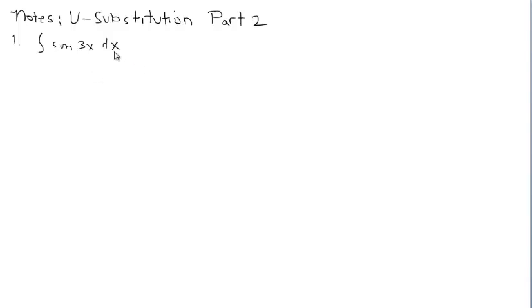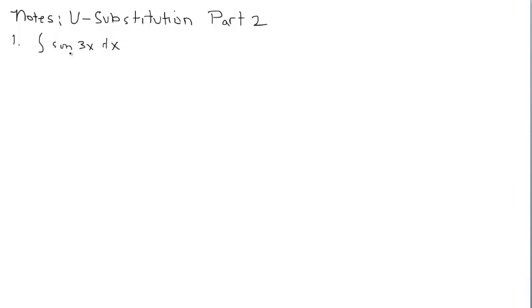So for part 2, U substitution, we're going to be integrating and looking at some trig examples. Okay. What is the antiderivative for sine 3x dx? Well, if it was just sine x dx, then the antiderivative would be negative cosine x. But this is more complicated. It's a composite function requiring U substitution.